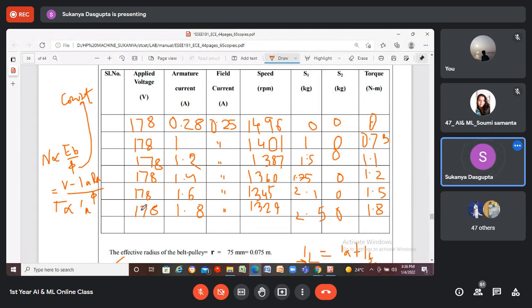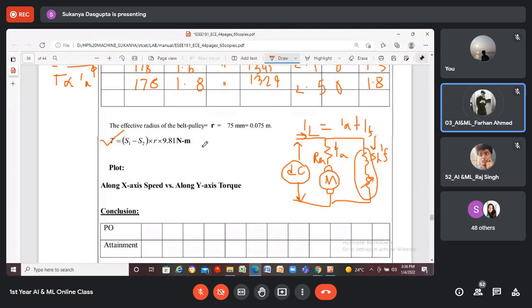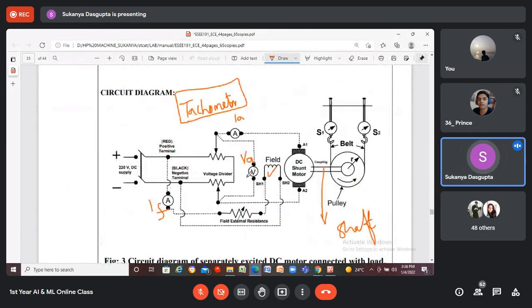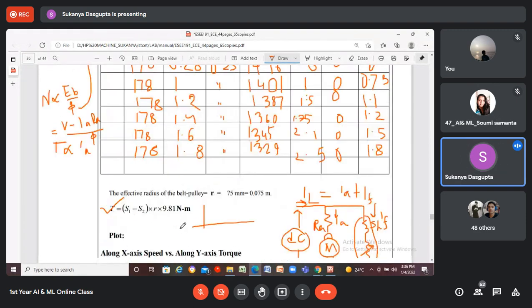Do you have any questions or queries from the experiment? No, ma'am. Then we have to draw the circuit diagram. Yes, you have to draw this circuit diagram, which is given in the classroom.